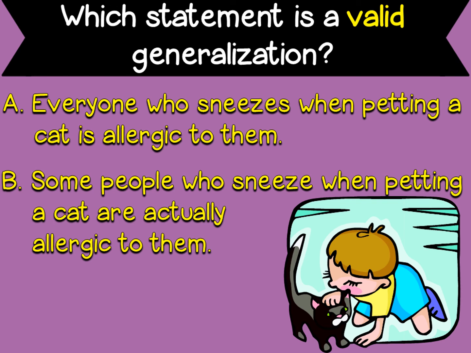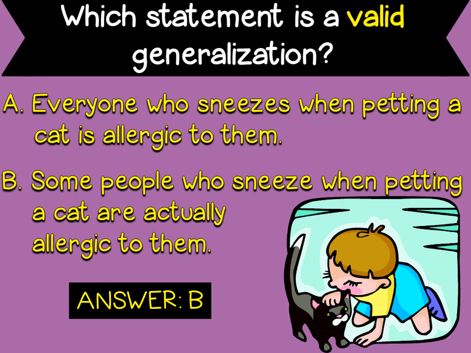What makes this a valid generalization? A, everyone who sneezes when petting a cat is allergic to them. Or B, some people who sneeze when petting a cat are actually allergic to them. Which one will be a valid one? A or B? Let's see. That's right, B. Remember that clue word? Everyone is a faulty generalization. Some people makes it a valid generalization.